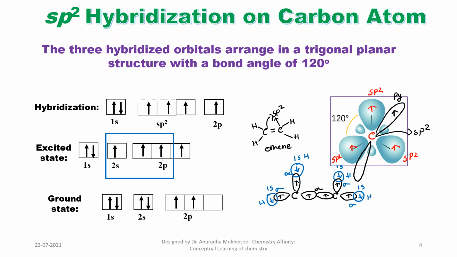So how many sigma bonds here? Here we can see a total of 5 sigma bonds. One, here I can write, 1 sigma bond carbon-carbon, sp2 orbital face-to-face overlapping, and 4 sigma bonds carbon-hydrogen. So there is face-to-face overlapping between the sp2 orbital and the 1s orbital of hydrogen.